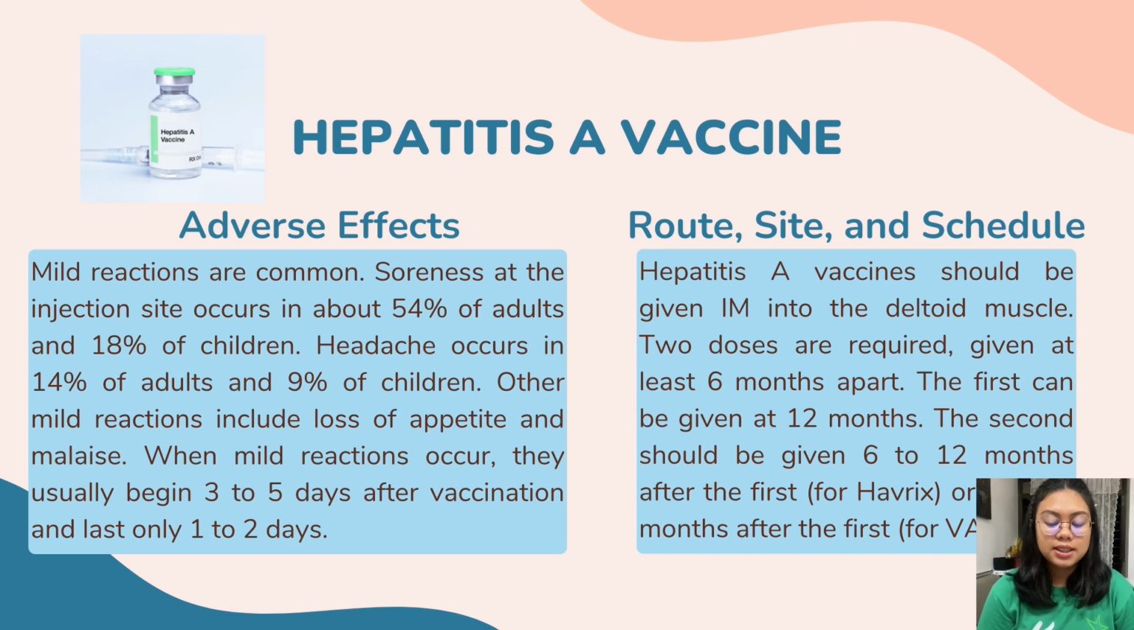For its route, site, and schedule of immunization, the Hep A vaccine should be given intramuscularly into the deltoid muscle. Two doses are required, given at least 6 months apart. The first can be given at 12 months. The second should be given 6 to 12 months after the first.